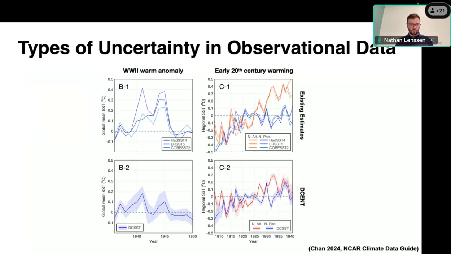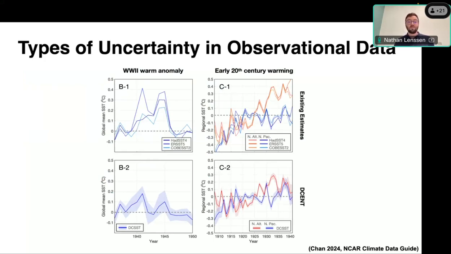And so if you look on the top row of this figure, these are all of our existing estimates, our best products up until Duo's products. And it points out two features that have been puzzling to scientists for a while. One is the pretty extreme World War II warm anomaly. We knew there was a large El Nino event, but we didn't really have evidence of a 0.4 global anomaly worth of an El Nino event.